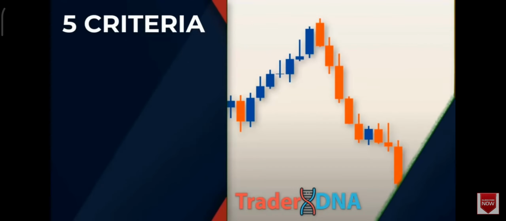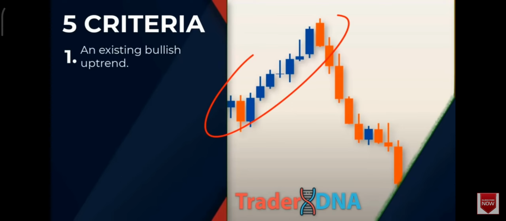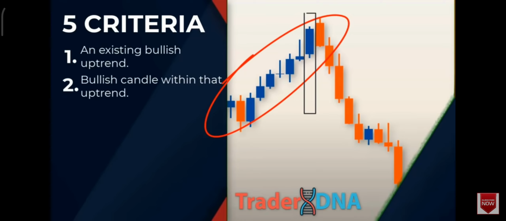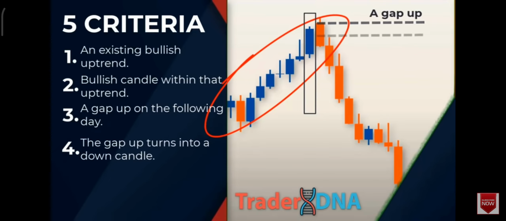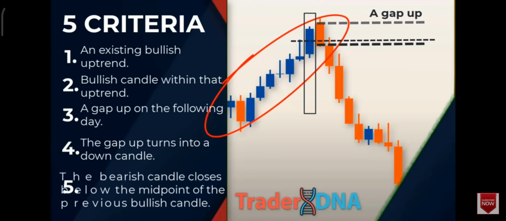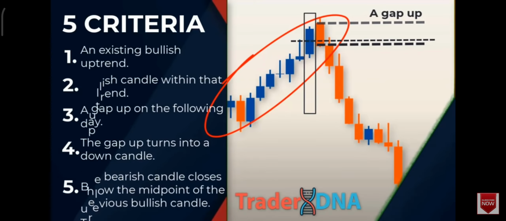The 5 criteria for the dark cloud cover pattern are: first, an existing bullish uptrend. Second, an up or bullish candle within that uptrend. Third, a gap up on the following day. Fourth, the gap up turns into a down or bearish candle. Fifth, the bearish candle closes below the midpoint of the previous bullish candle.